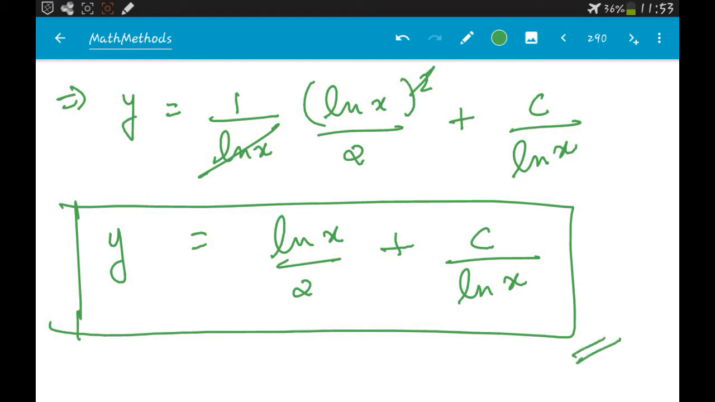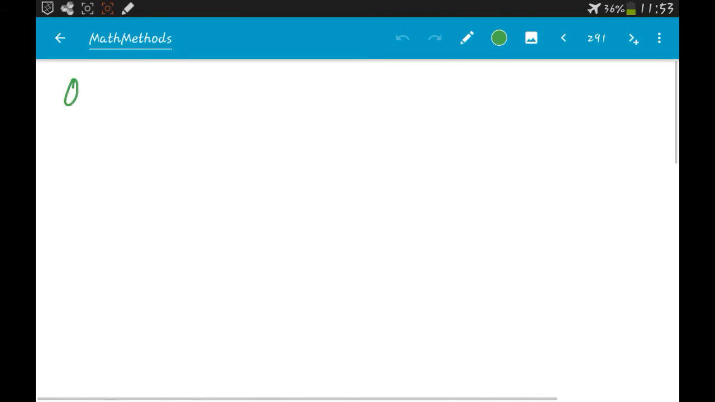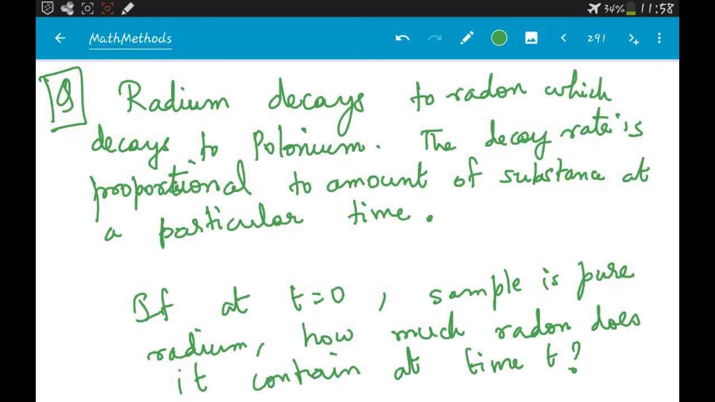Now let's do a word problem like we have done in the past. Let's read the question. Radium decays to radon, which decays to polonium. The decay rate is proportional to the amount of substance at a time t. If at t equal to 0 the sample is pure radium, how much radon does it contain at time t?